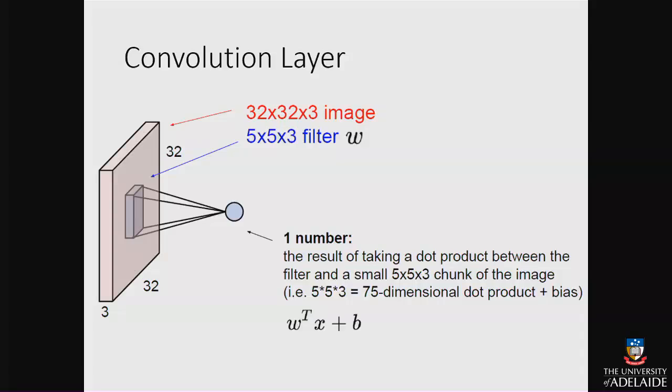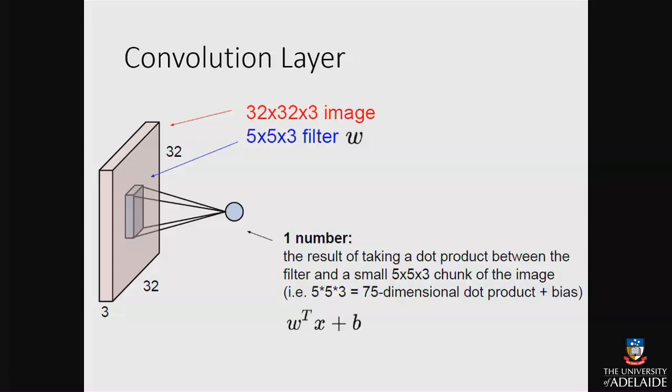For example, suppose that the input volume has the size of 32 by 32 by 3. It's a typical RGB CIFAR 10 image. If the receptive field, or filter size, is 5 by 5, then each neuron in the convolutional layer will have weights to a 5 by 5 by 3 region in the input volume, for a total of 5 by 5 by 3 equal to 75 weights. And of course, we also need to add a bias.